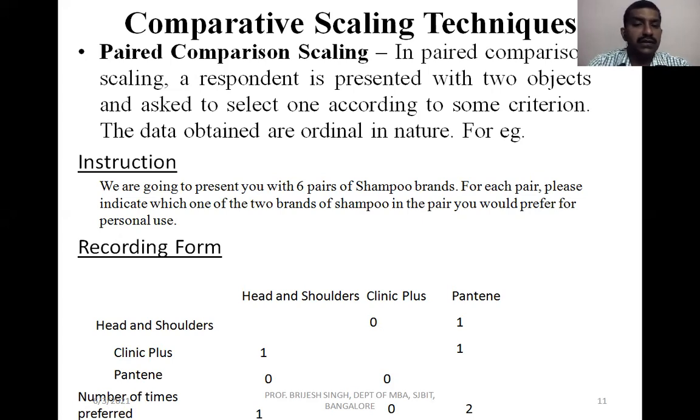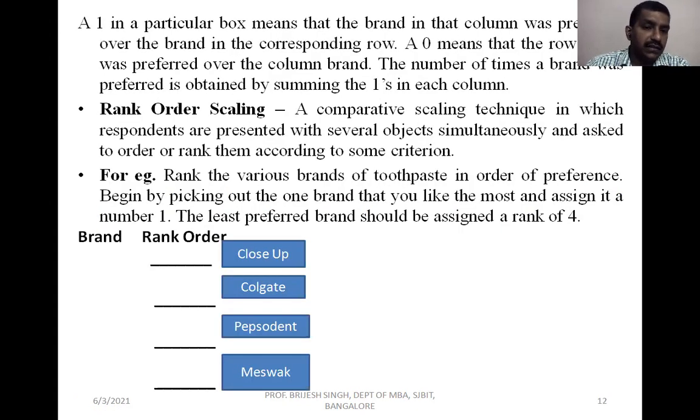Here we are going to present to you 6 pairs of shampoo brands. For each pair, please indicate which one of the two brands of shampoo you would prefer for personal use. So here you have to select basically in a 2x2 kind of matrix which one is good for which purpose. When you start collecting it, that becomes the paired comparison scaling. This kind of thing is generally done in Google Forms with the multiple choice checkbox grid model, where there is a clearer indication for any researcher to do the data analysis part.